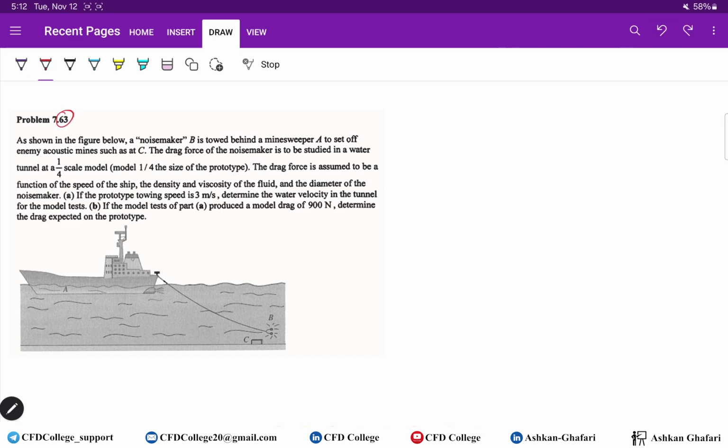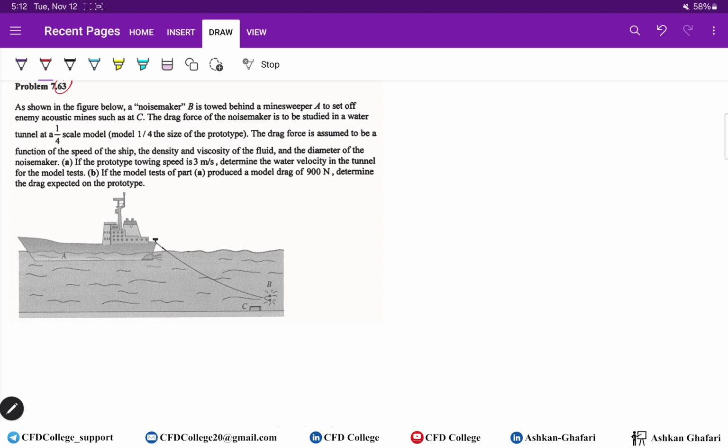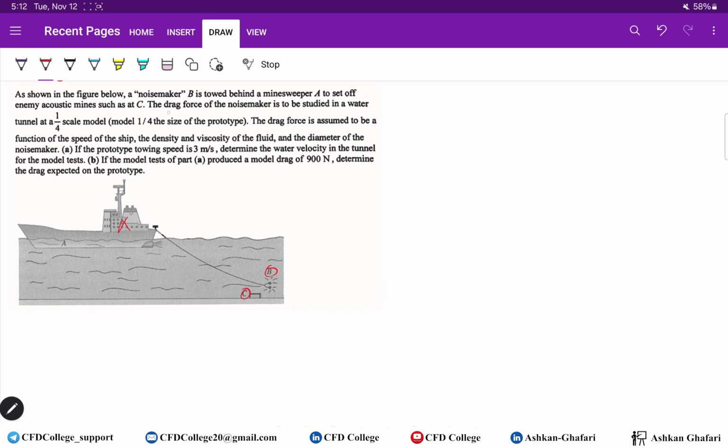Problem number 63. As shown in the figure below, a noisemaker B, this is the noisemaker, is stowed behind a minesweeper A to set off enemy acoustic mines such as at sea. So this is a mine. The drag force of the noisemaker is to be studied in a water tunnel at a 1/4 scale model.